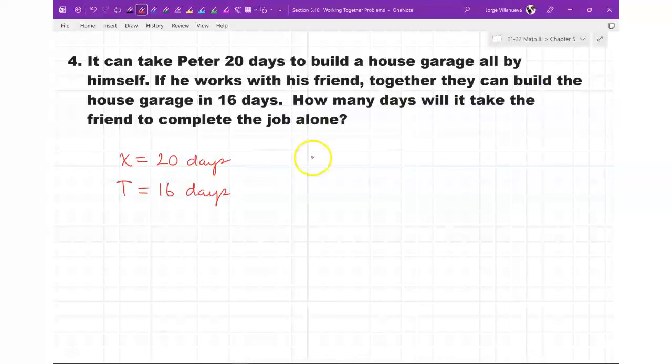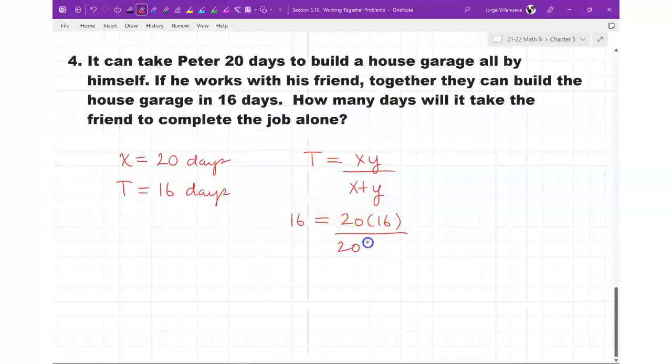So let's do the formula again. T equals XY over X plus Y. So T is 16. X times Y, that's 20 times 16 over 20 plus 16. I'm sorry, what am I doing? I apologize. This is Y. For some reason, I put the 16 there as the Y value. No, it's the T value. So that should be a Y value there.